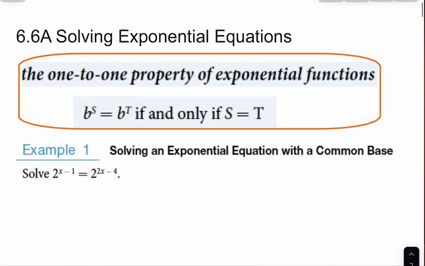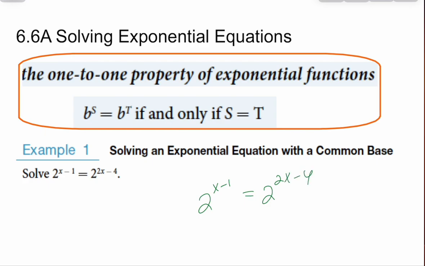So all the rules we have learned so far we can use, but one of the most powerful rules is the one-to-one property for exponential functions that basically says, if we can get the bases to match, we can ignore them and just set the powers equal to each other. And so it makes a complicated equation that looks like this become much simpler because we can ignore the bases.